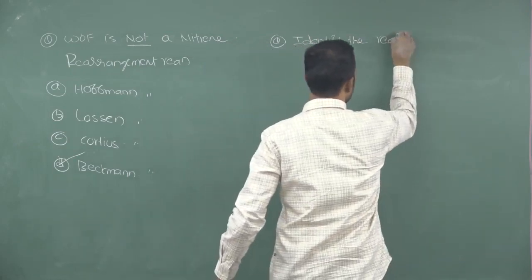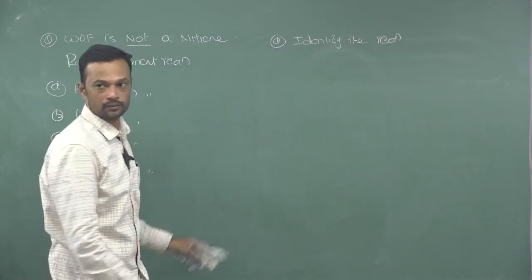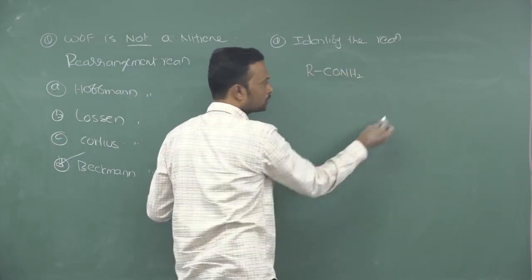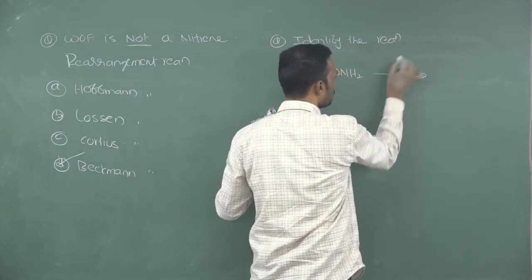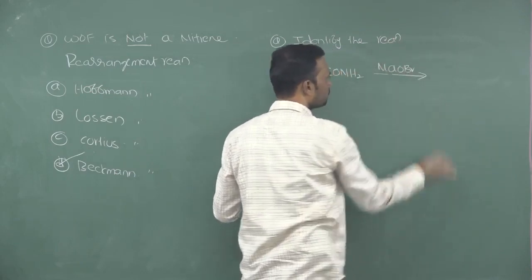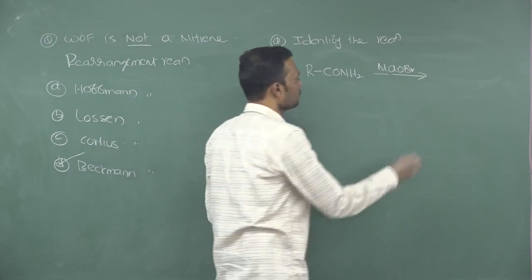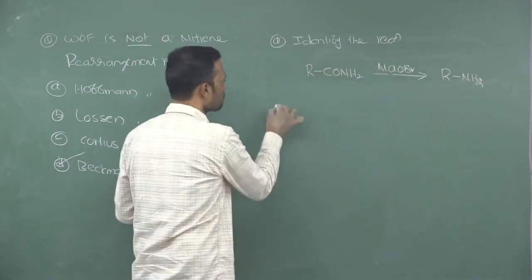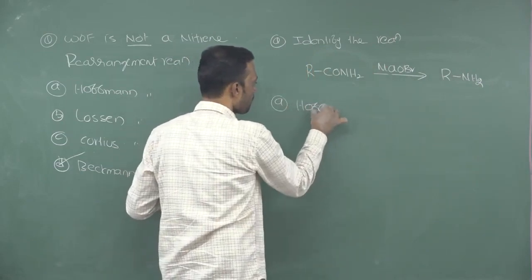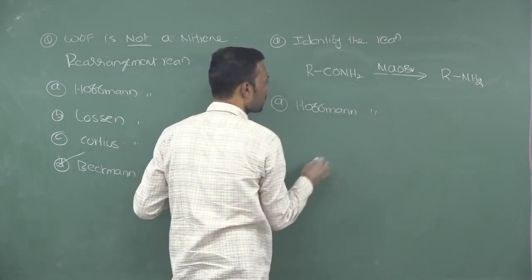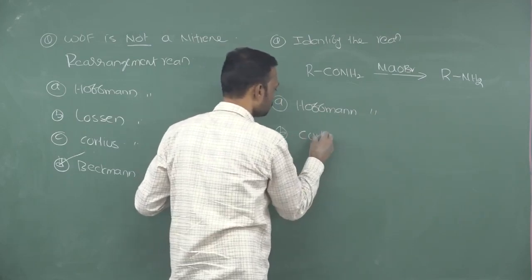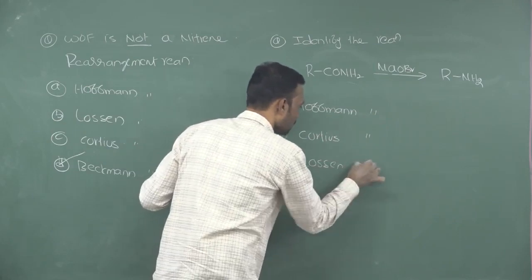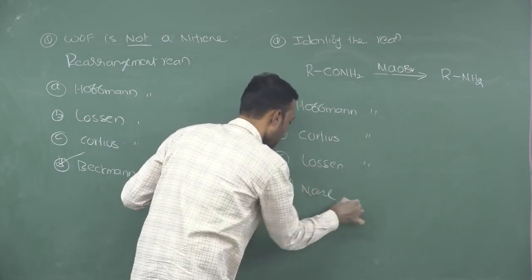Identify the reaction. So here I am giving CONH2. Now I am giving NaOBr. Now I am giving RNH2. Option A: Hofmann rearrangement, Curtius rearrangement, Lossen rearrangement, option D, none.